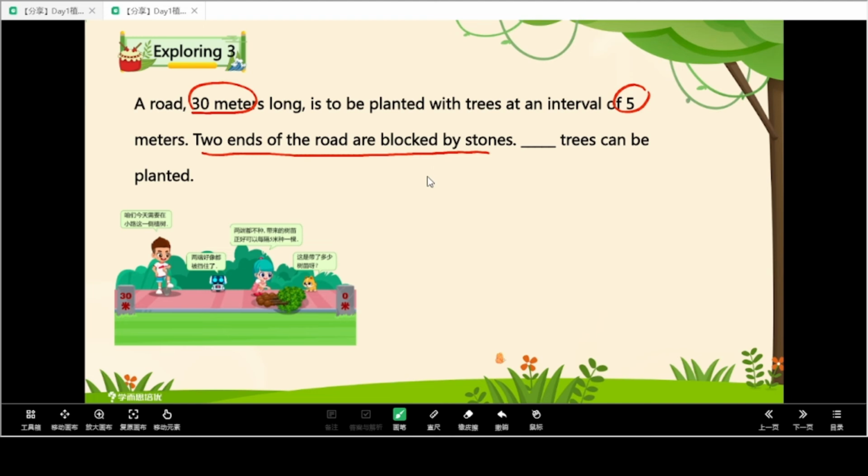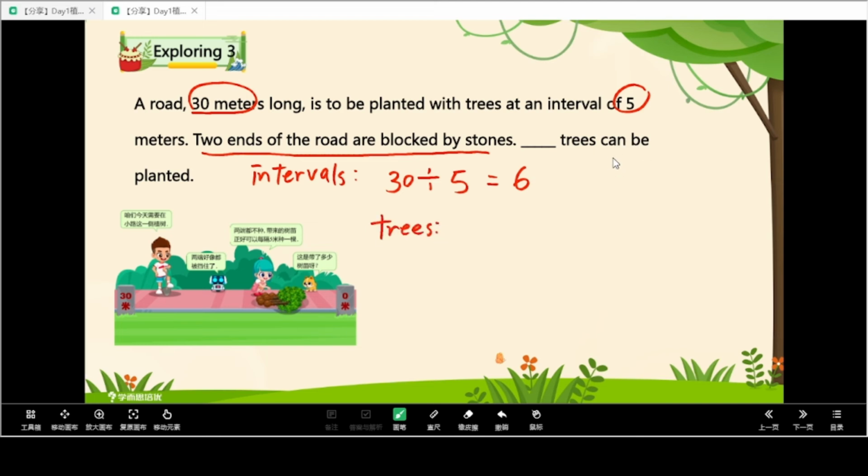First, what should we do? Yes, we need to get the number of intervals. So how many intervals? How can we calculate it? By the method of division. Very good. So we use 30 over 5 and equals to 6. And this is the number of intervals. And the second step, we need to find the number of trees, right?